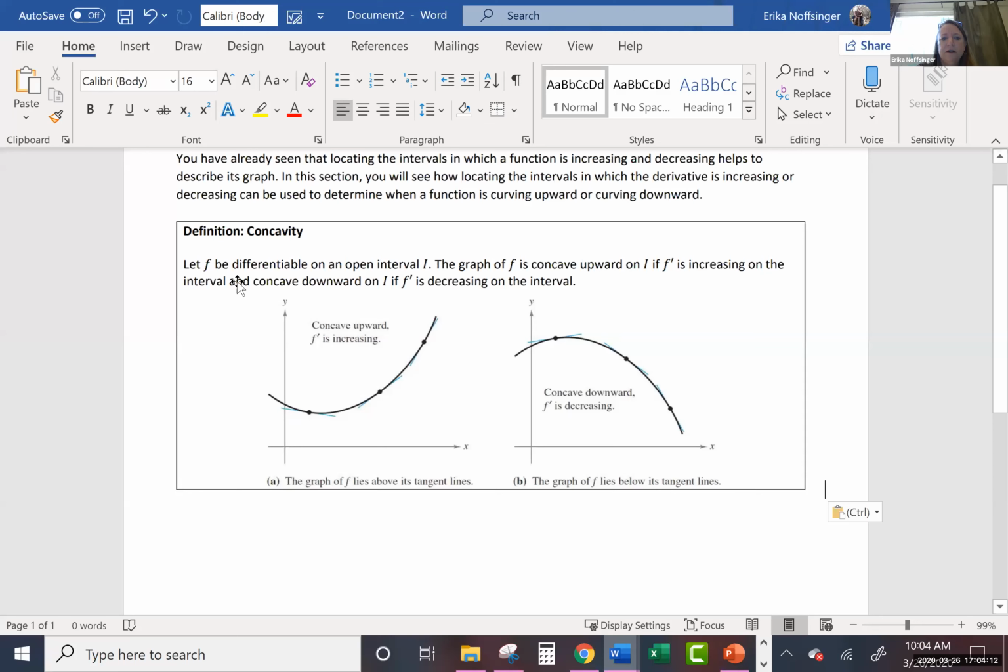So let f be differentiable on an open interval. So we should be able to take the derivative of it. The graph of f is concave up on I if f prime is increasing on the interval, and concave down on I if f prime is decreasing on the interval.